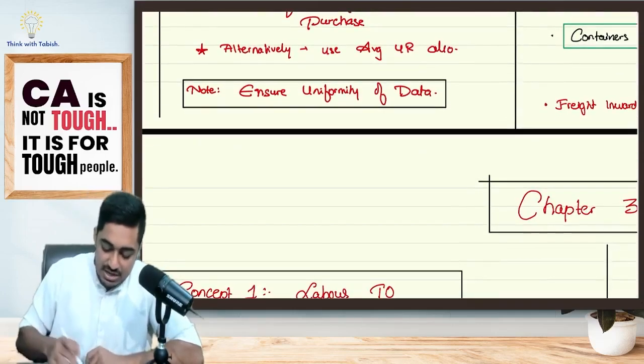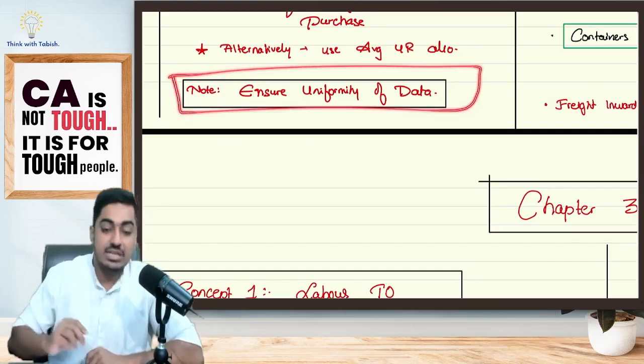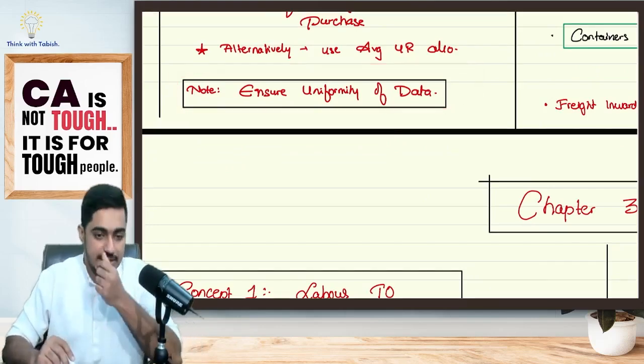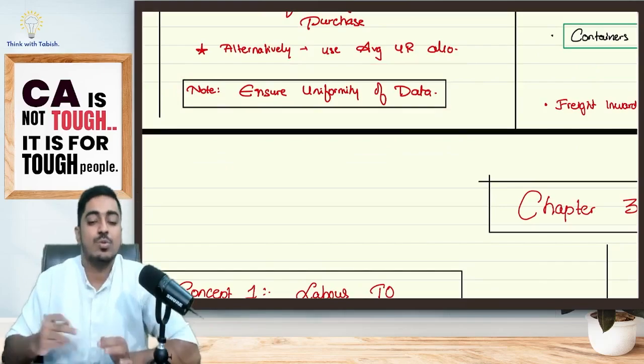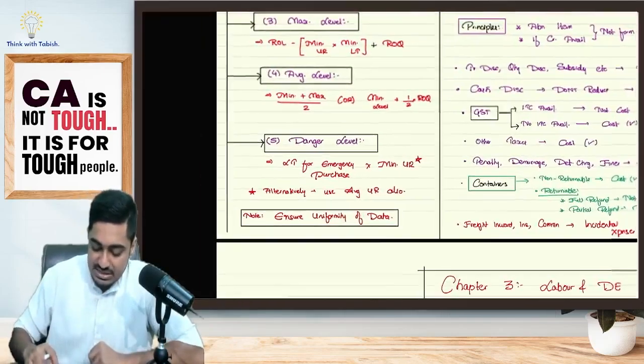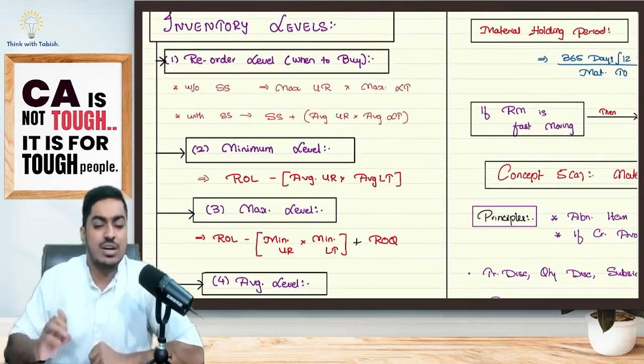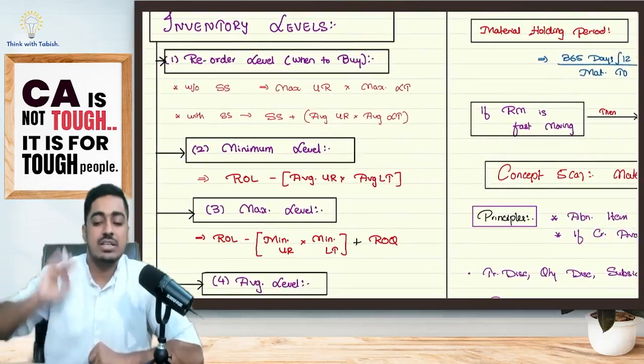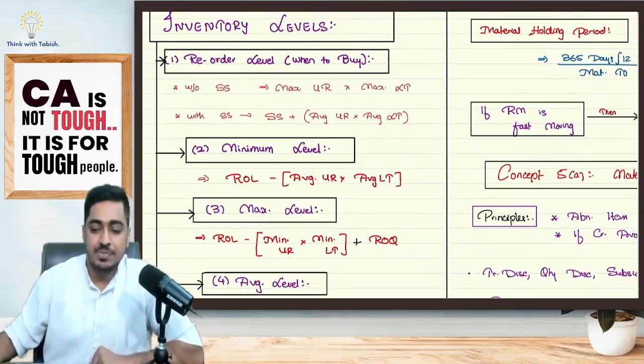Is this clear, everyone? The most important thing for us to keep in mind is to ensure uniformity in data. The data has to be uniform throughout while we are doing the calculation. Is this clear, everyone? Yes, I just did a quick revision. Based on that, we will start solving questions. Is this clear? Okay.